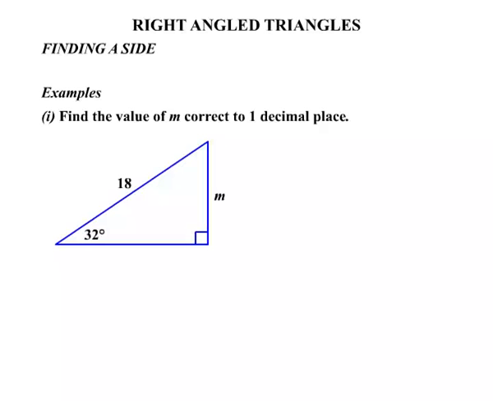In this lesson we do some work with right-angled triangles. Now firstly, finding a side. The first example, we need to find the value of m correct to 1 decimal place.